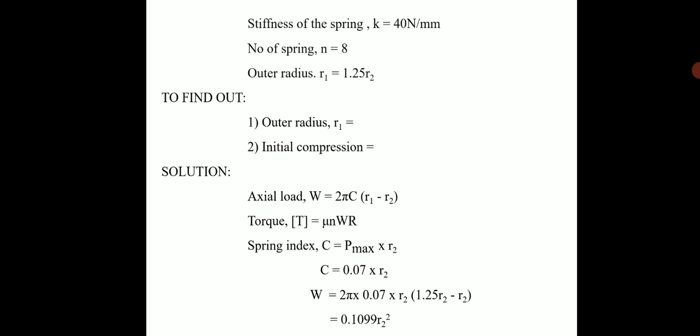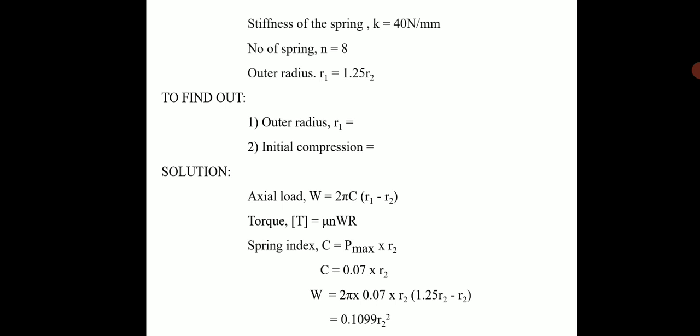To find the outer radius r1 and the initial compression, we know the formulas. Axial load W is equal to 2 pi C into r1 minus r2, and the torque T is equal to mu n W R. We know the spring index C is equal to P max into r2, where P max is the intensity of pressure, which is given as 0.07, so C is equal to 0.07 r2.